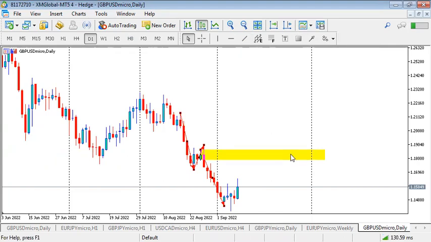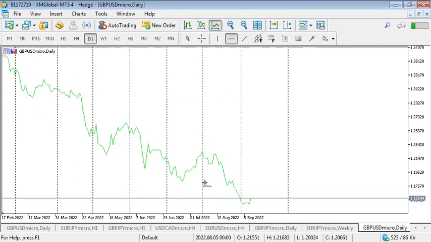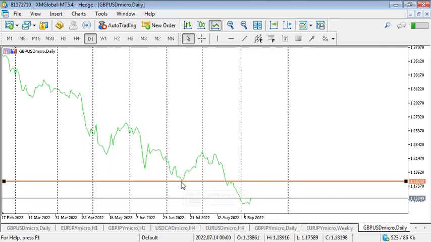We're going to be looking for the same thing: SND, SNR, and Quasimodo, double top, what have you. So on the line chart, we're looking for support. This is support. This is a very good support level. So we have support. That's SND. Now we have SNR, support and resistance. This is support. This is resistance.